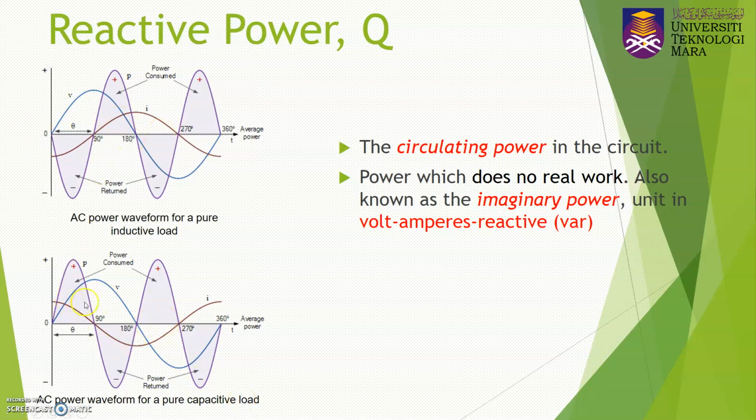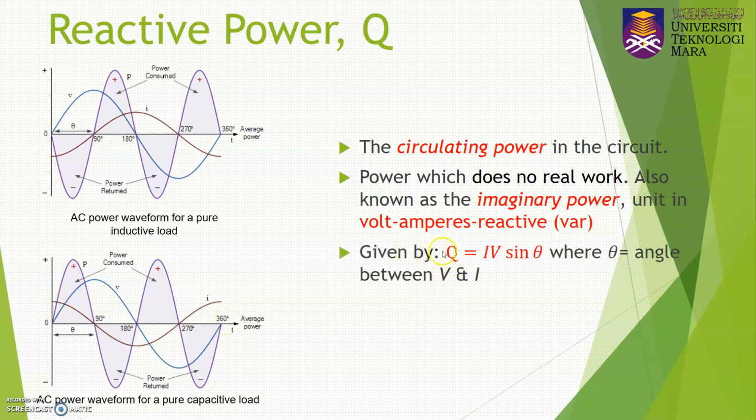It also has power consumed at the positive cycle and power returned at the negative cycle. Remember, for the capacitive load, the current is leading the voltage. And mathematically, Q is given by IV sin theta, where theta is the angle between V and I. And then you also know that V will be equal to IZ.